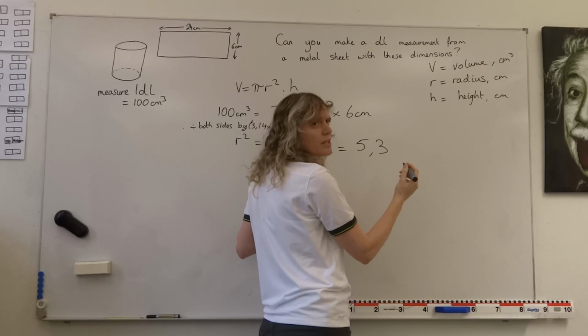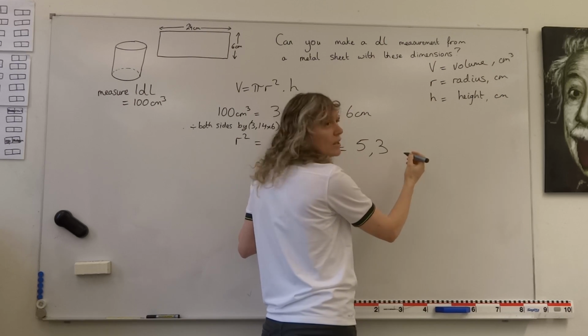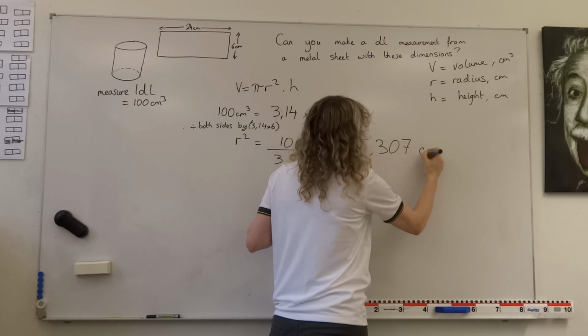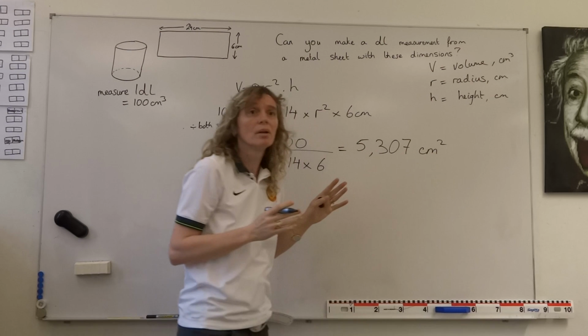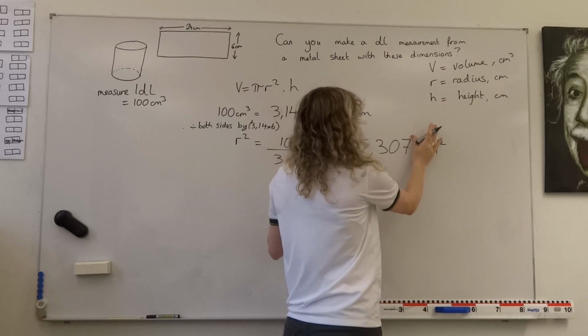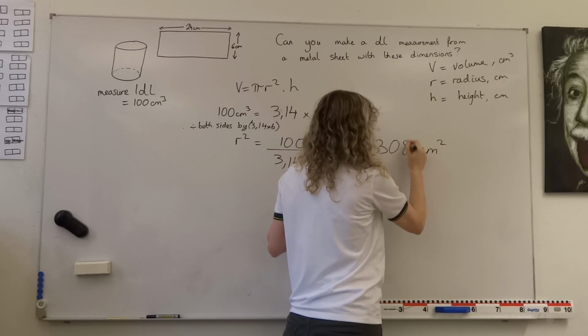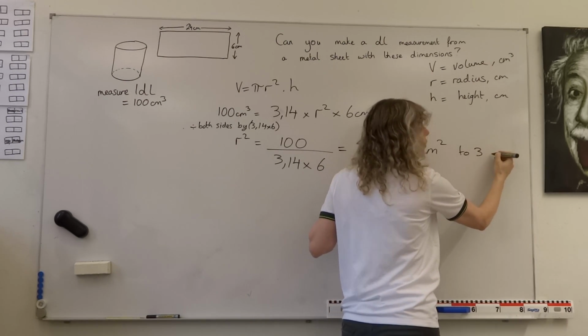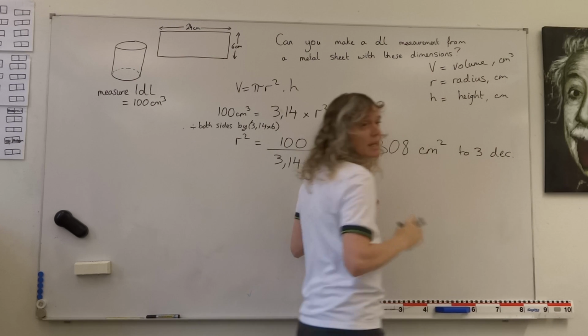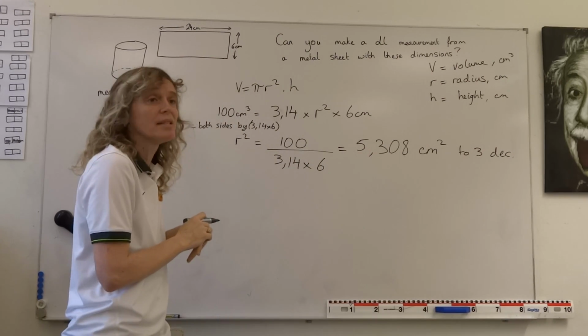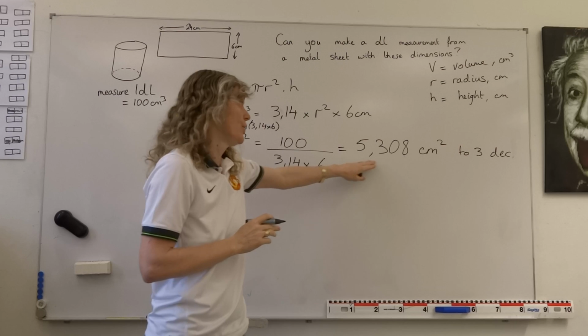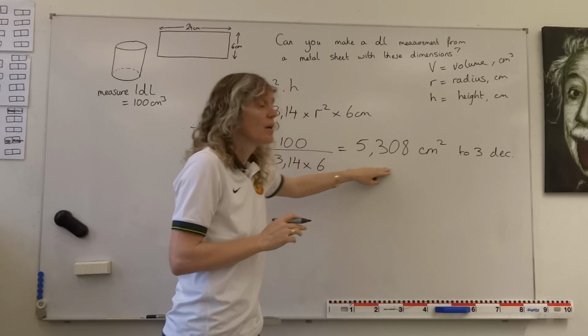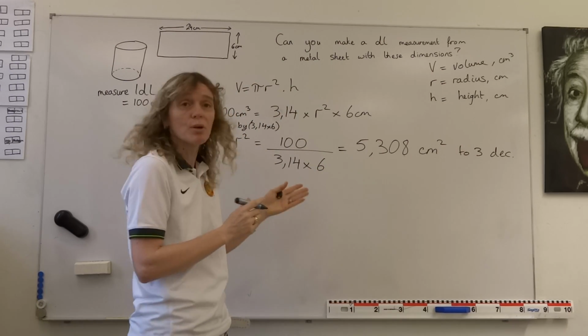A bit more decimals than that, please. 5.308 centimeters squared. Don't round. 5.3 if you round it off. So to 3 decimals. Keep a few decimals in there. I'd recommend keeping to 3 decimal places or 4 significant figures in the beginning. Right, now we want to know what r is.